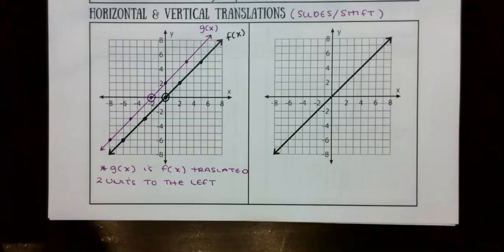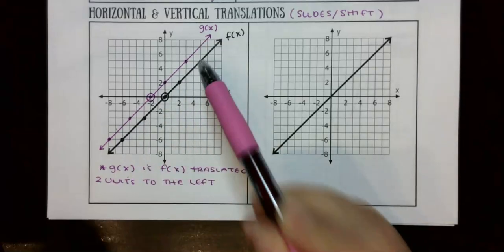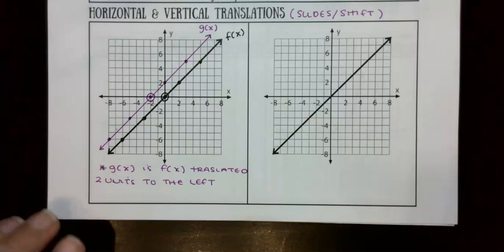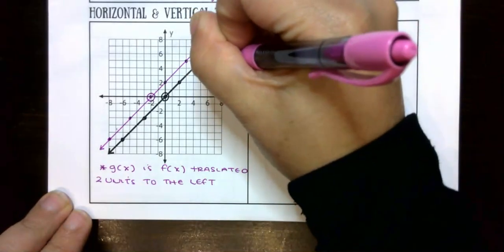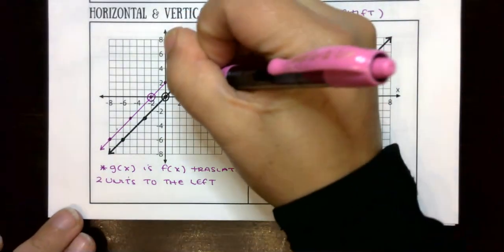So what if I ask you to take the parent function and shift it 4 units to the right? We're going to do the exact same thing. I'm going to take the original points that I have here, and instead of counting 2 to the left, we're just going to count 2 to the right, and it's going to create a whole another graph. So for this one, I don't have enough room to go 4 units to the right, but this one does.